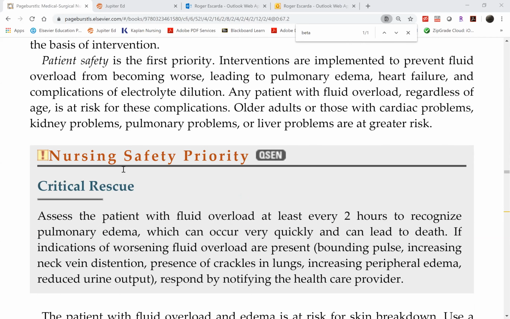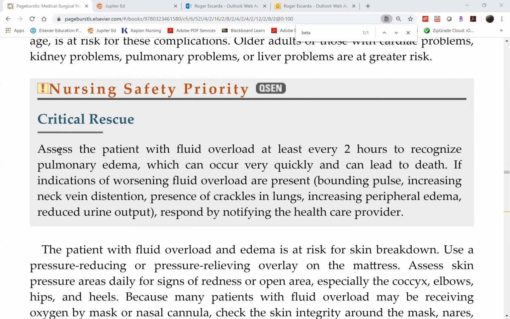So here's a critical rescue. Our concern here is pulmonary edema, which is a sign of heart failure. So when you have left ventricular failure, it may cause flash pulmonary edema. It's just a lot of fluid at one time that will cause potentially fluid overload, resulting in pulmonary edema. And these are your signs and symptoms.